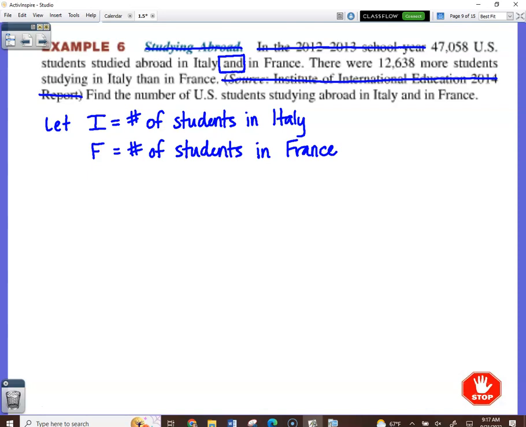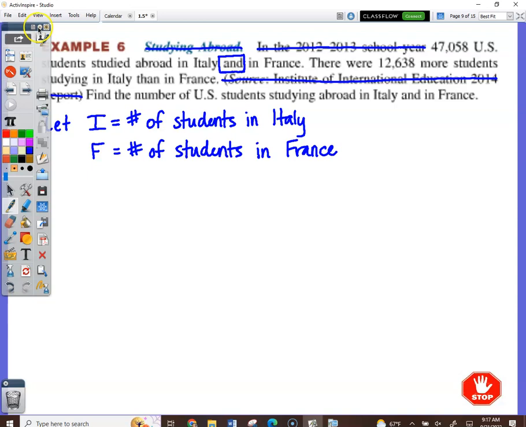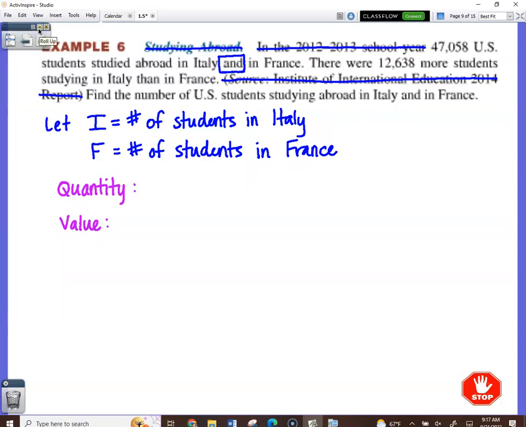Okay. There are 2 types of equations here. I'm changing colors if you want to highlight what I'm about to write. We have a quantity equation. Then we have, in this case, a value equation. Now, you might wonder what's the difference. I'm going to show you.